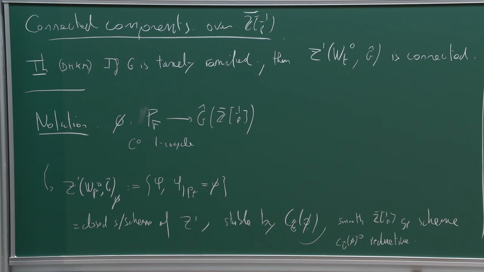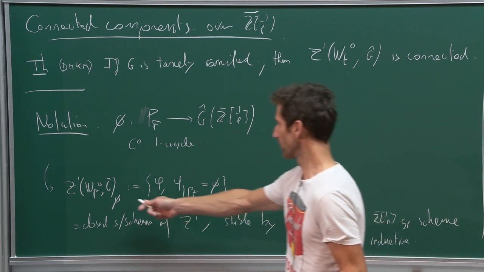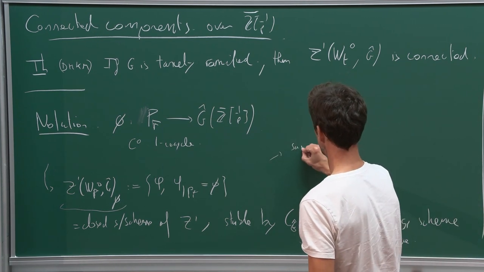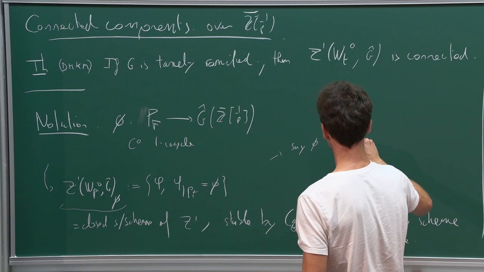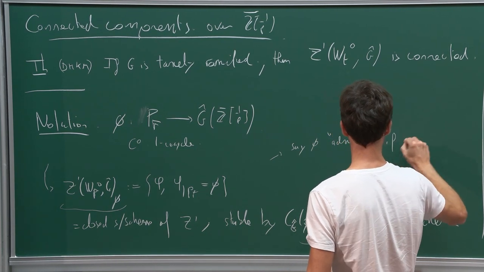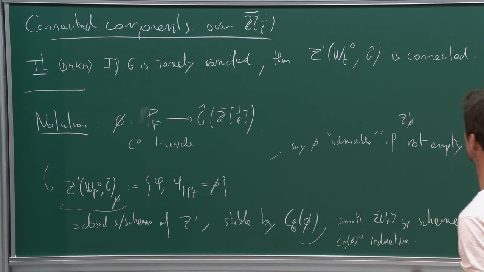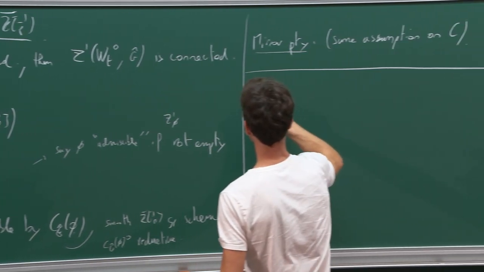So of course, in general, this fiber will most often be empty. And we'll say that phi is admissible if Z^1_phi is not empty. Okay, so the mirror property will be on another blackboard. So what we can prove with this notation is the following theorem.